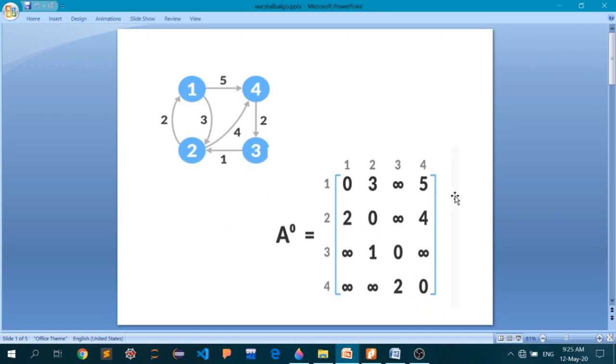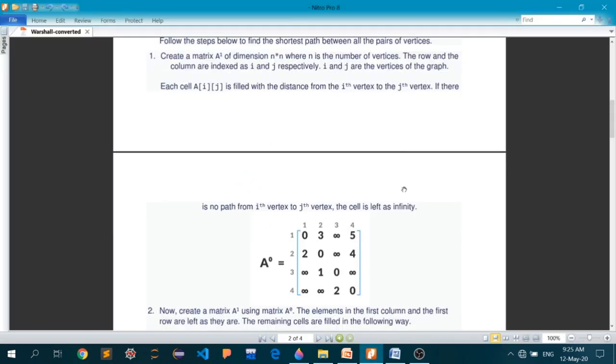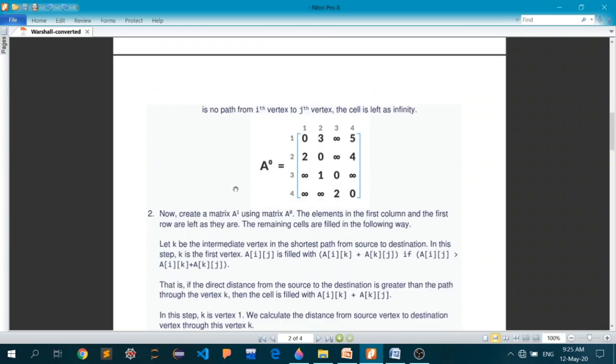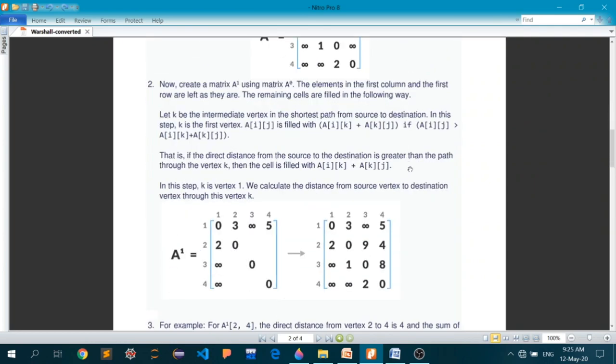So let's move ahead towards the nodes. Let's see what would be the next step. I've already made this adjacency matrix. Now the second step will be to modify this matrix by taking one of the vertices as the middle vertex from getting one vertex to some other vertex.